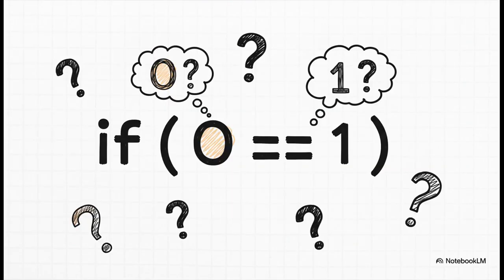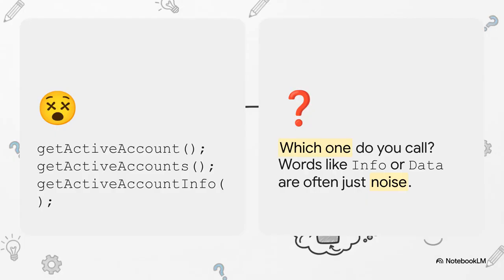First up, disinformation. Just look at this. Is that a capital O and a lowercase l, or maybe it's a 0 and a 1? Who knows? The font you're using could completely change what you see. Using names that look like other characters is just a recipe for disaster. Please, don't do it.